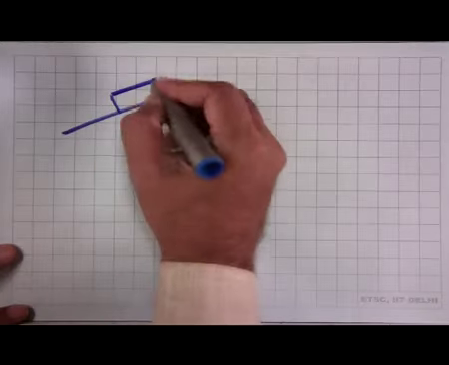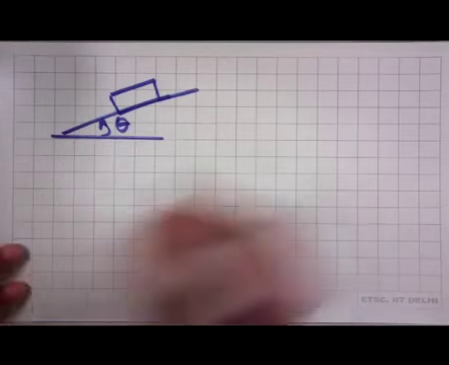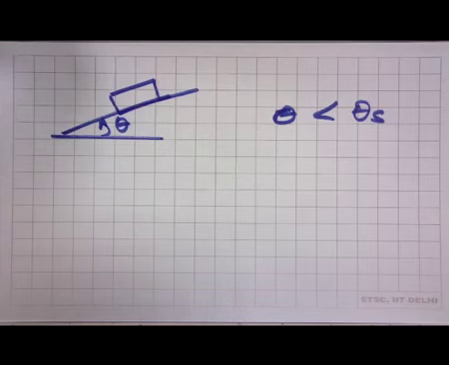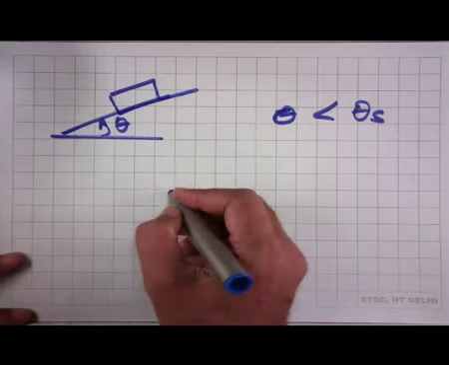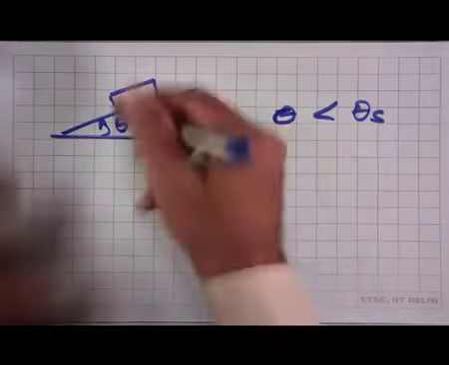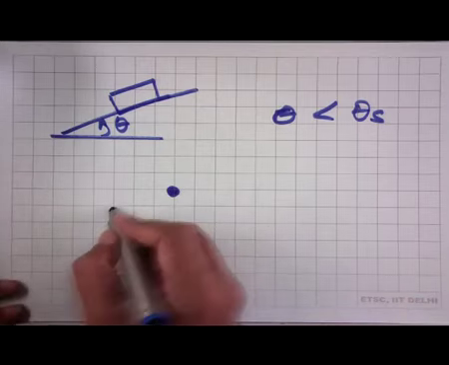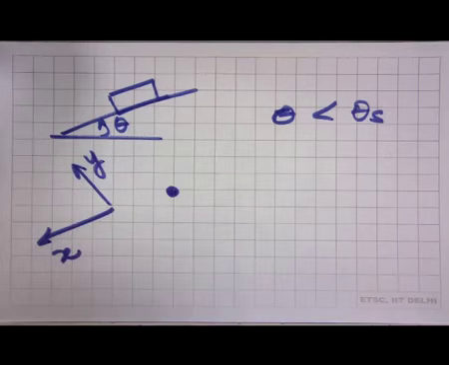So, the block is here, kept at an incline, and this is the angle theta. Let us look at the first case, when theta is less than theta slip, and let us draw the free body diagram of the block. We represent the block by a point, and because we have things at an incline, we can choose the x axis like this and the y axis like this.